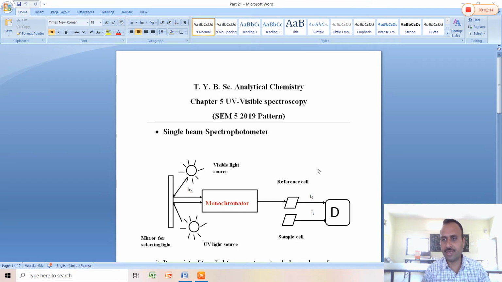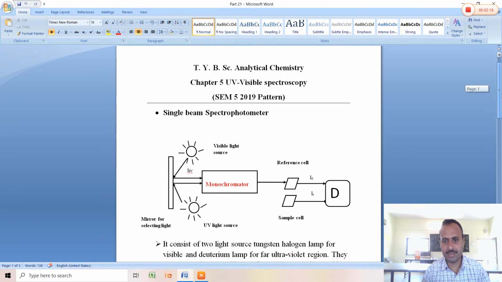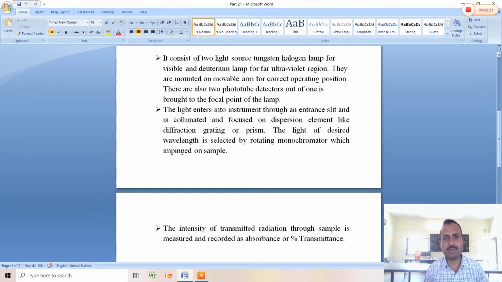Now here some theory is associated with the typical diagram given below. It consists of two light sources, as I have already said: a tungsten halogen lamp for the visible and a deuterium lamp for the far ultraviolet-visible region. They are mounted on a movable arm for the correct operating position.